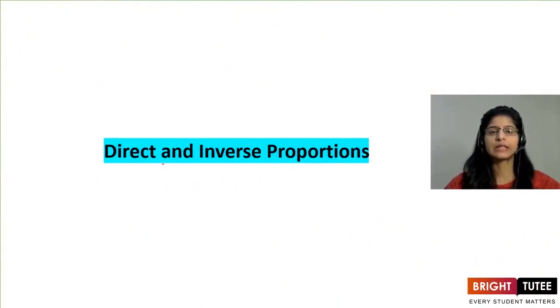Hello students, let us start the chapter Direct and Inverse Proportions. So we're going to start today in the session. I'll discuss direct proportions and we are going to practice questions on direct proportion. In the next session, you will find the concept of inverse proportions and the questions based on that. So let us learn what we mean when we say direct and inverse proportions.